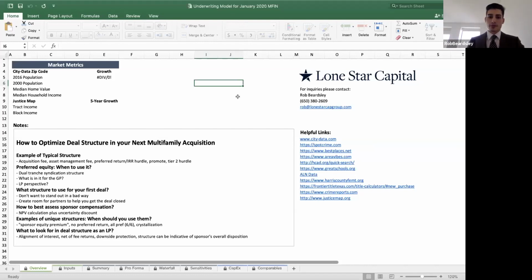Oh, 1%, 2%, 3%. Really dig in and understand what do they mean and what are the net economics to me as an investor if you're sitting on that side of the table. So an asset management fee is most typically paid quarterly based on effective gross income. And then the next part of the typical structure is the preferred return. Today, preferred returns are anywhere from 6 to 10%, most commonly 8%.